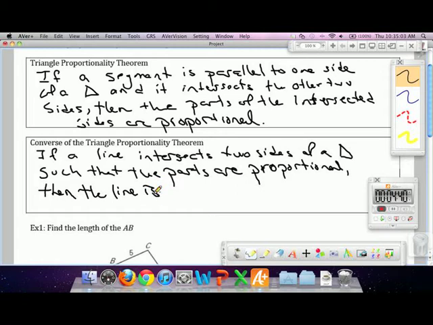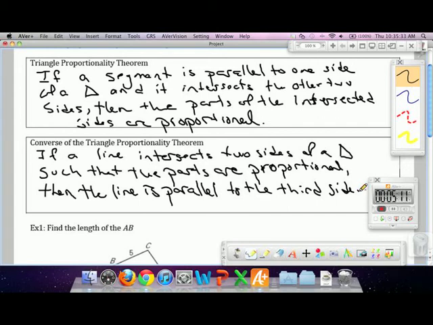Parallel. Third side. Is a claim we can make. We do the reverse of it. So if you have that same drawing, but if I don't tell you it's parallel, but I do know the lengths of the sides, if those parts are all proportional, then I know something that's forced to be true is that that line that intersects the sides is parallel to that third side.